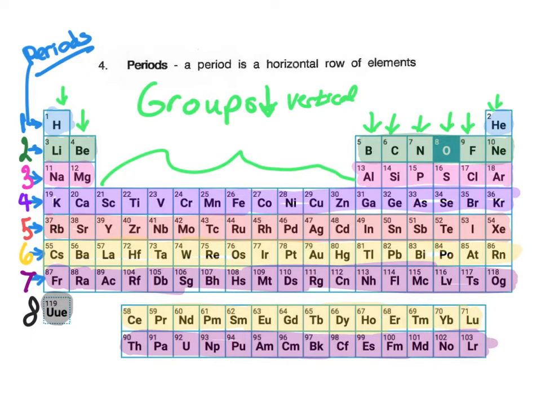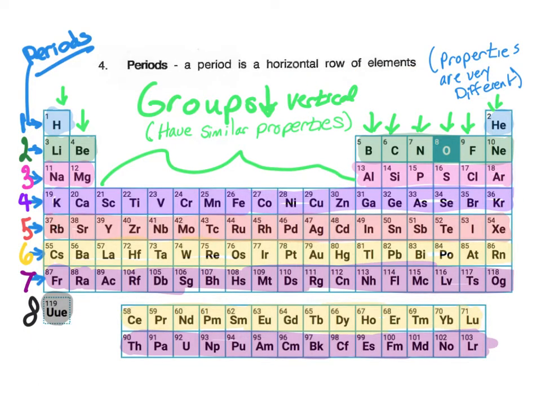We're not there yet. So in the groups, those columns, we know that they were organized because they were found to have similar properties. Is that true of the periods? Well, no. The periods do not have similar properties to each other. Each element in the period is going to have a property related to its group, not to the period.